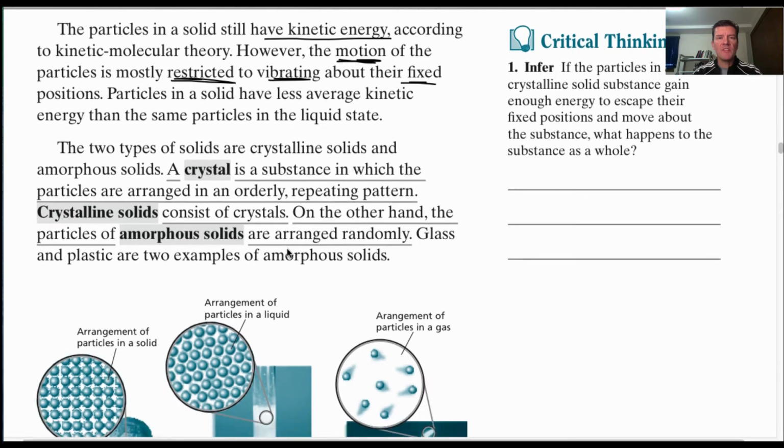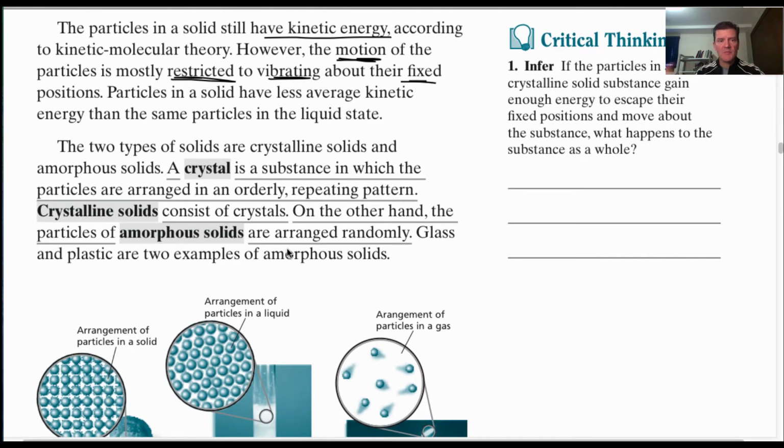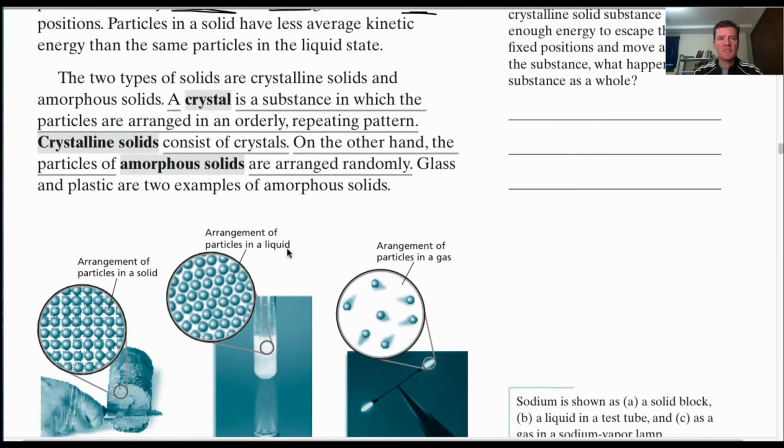Now, they form these different arrangements. They're fixed in place, and we'll talk about these different arrangements a little bit. Okay? There are two types of solids. There are crystals and what we call amorphous. All right? A crystal basically has a fixed arrangement, and it is an orderly arrangement. It's a repeating arrangement. It's a repeating pattern. They are arranged in a way that forms a crystal.